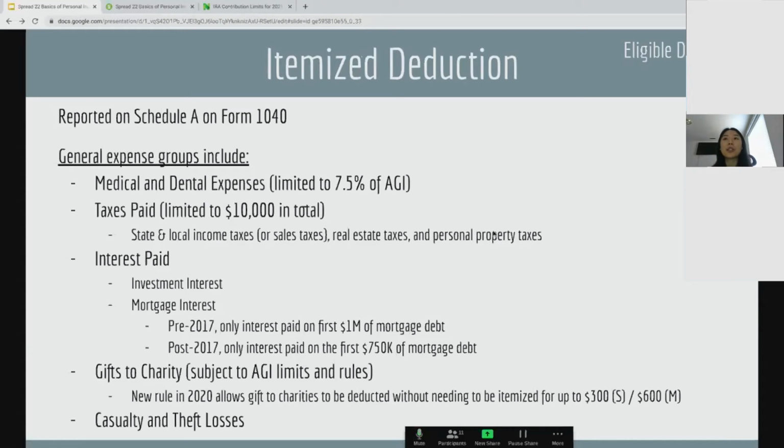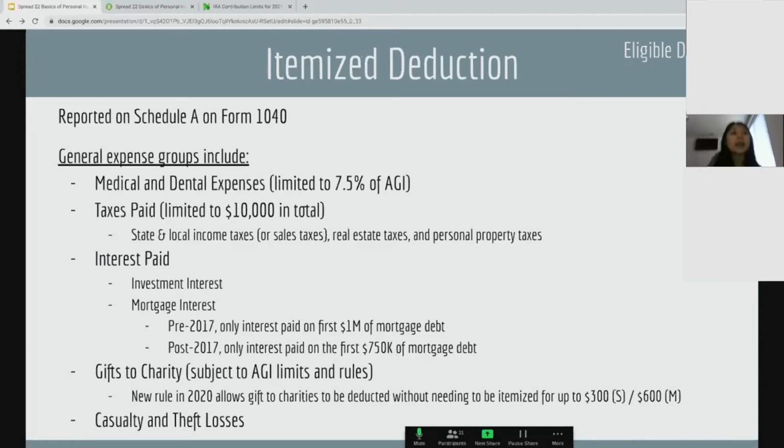Other things include real estate and personal property taxes. So this would include property taxes if you own a home. Interest paid includes investment interest and mortgage interest. Fun fact, before the tax reform, you could deduct interest paid on the first $1 million of mortgage debt. But after tax reform, you can only deduct the first $750,000 of mortgage debt. So in San Francisco, where homes are $1 million and up, after the tax reform, it really became not that beneficial for homeowners to take the itemized deductions because your property taxes get limited and your mortgage interest gets limited as well.